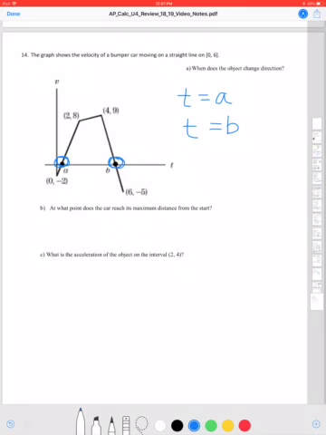At what point does the car reach its maximum distance from the start? Alright, well, let's try to imagine this. I don't know where the bumper car started. I don't know if we can say it started at 0. I would assume that it did, but I don't really know that for sure.